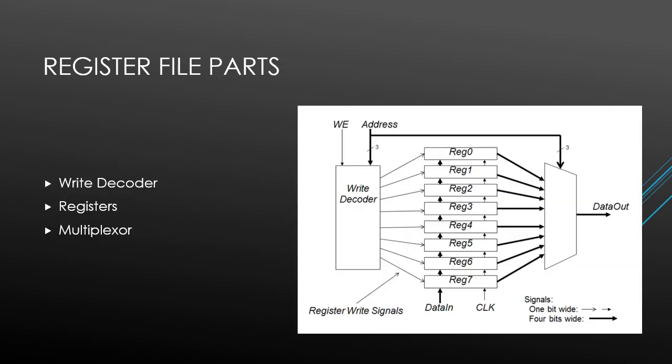Register file parts. A register file is comprised of three different parts: a write decoder, the registers, and a multiplexer.